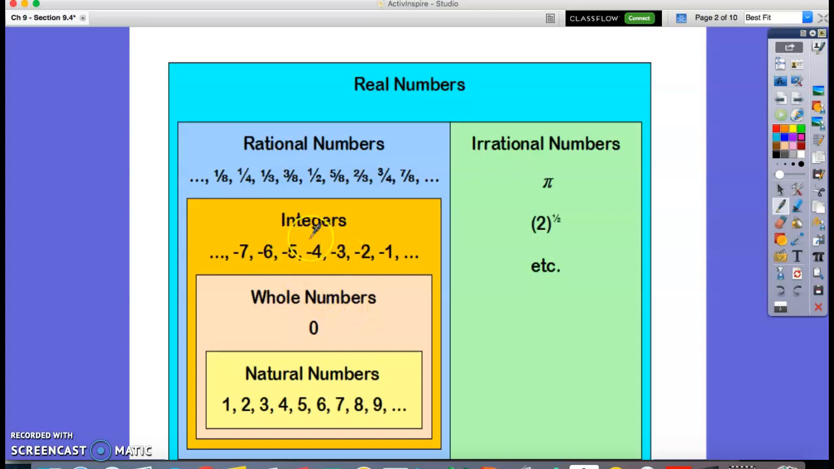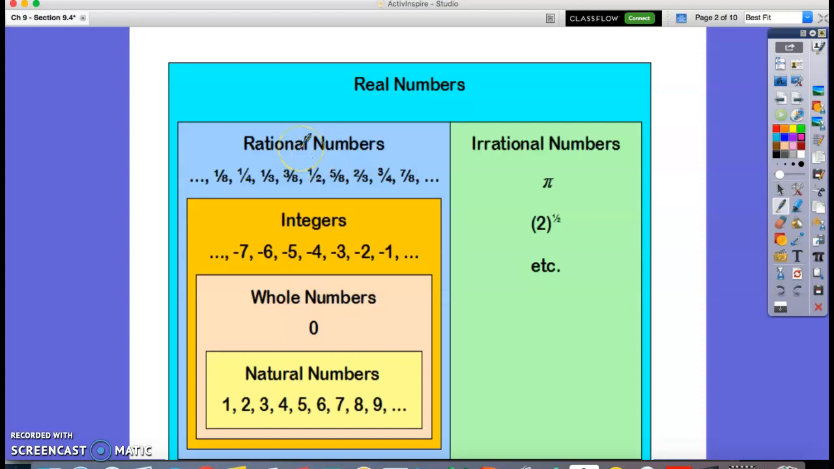And integers, they are the opposites, right? It includes all the whole numbers and the opposites. So this will be all the negatives, 0, 1, 2, 3. And rational numbers are numbers that you can write as a fraction. So if you see anything that's a fraction, that's a rational number.